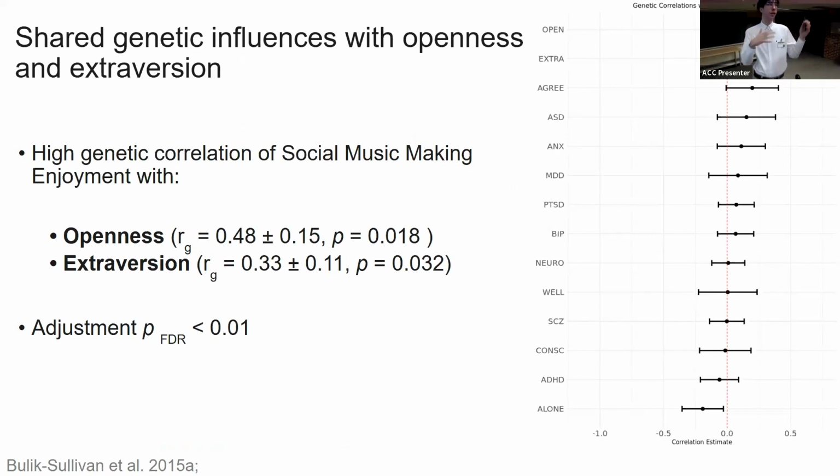So our next step was to look at genetic correlations, exploratory, between social music making enjoyment and different personality, psychiatry, and social connection traits. We found 2 significant correlations. Social music making enjoyment was associated genetically with openness and extroversion, which are not only personality traits, but also socially relevant personality traits in the sense that they will drive some of your social behaviors. And we also found some trends for loneliness and other traits, but those unfortunately did not pass multiple testing correction.